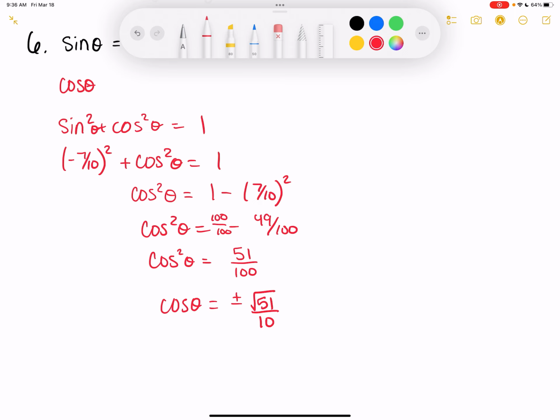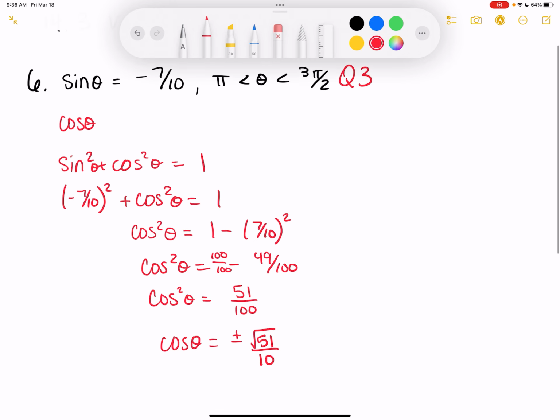Wait, so what are we doing? I need to know if I need the positive or the negative one based on where it is. You need the negative. Okay, I need the negative one, so I technically need negative root 51 over 10. And then we can set up all the good stuff.